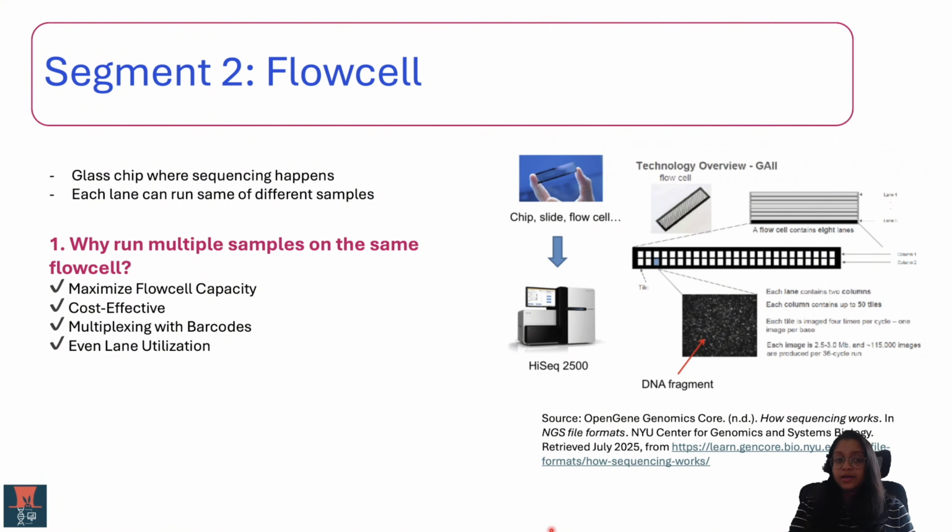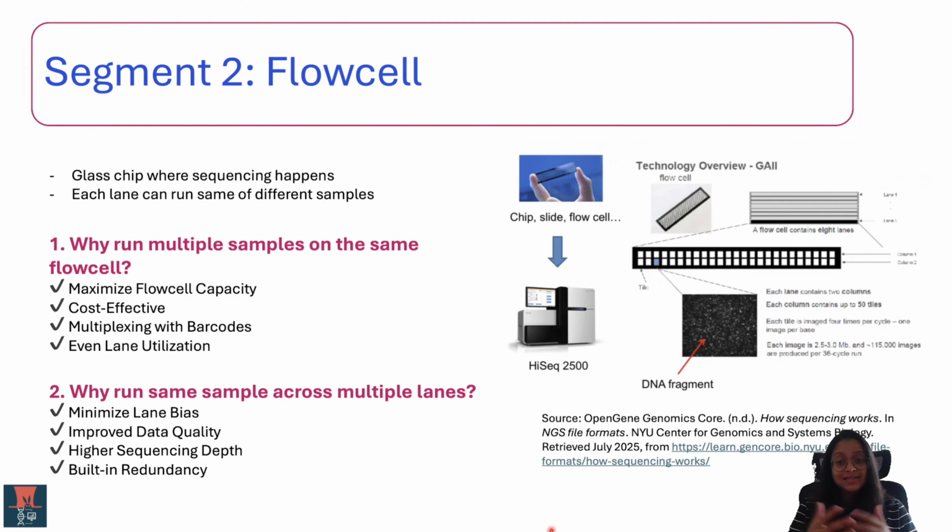On the flip side, one could ask why run the same sample across multiple lanes? There could be a bunch of reasons for this, but a few reasons include reducing lane bias. Running the same sample across multiple lanes can help mitigate or remove the technical variation between lanes, improving data reliability. In addition to that, combining data from multiple lanes can increase uniformity in coverage and reduce dropout or under sequencing in any single lane.